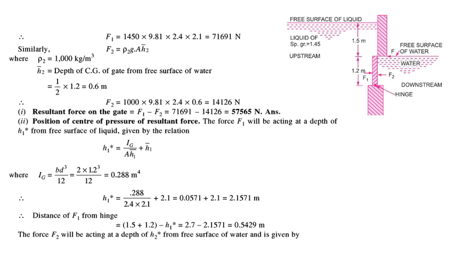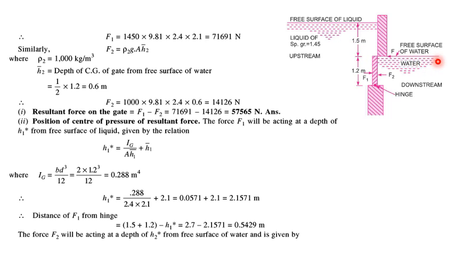So let's see the figure first, in which we have this gate, which is 1.2 meter high, which is hinged at the bottom, and it is resting on the wall of a dam. And it was given in the statement that in the upstream side we have a liquid of specific gravity 1.45, and this liquid is 1.5 meter high above the top of the gate. So this is a liquid surface, and above the top of the gate it is 1.5 meter high.